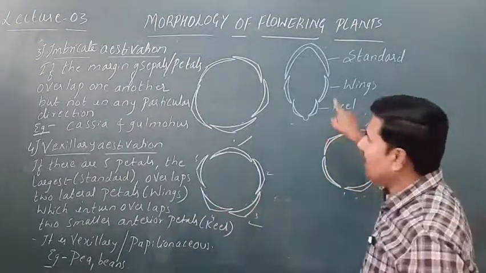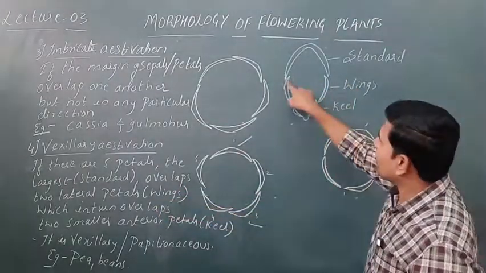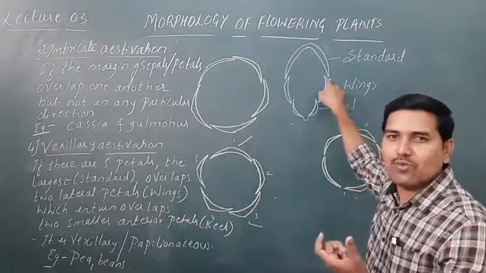Look at the definition. The largest standard overlaps two lateral petals. It overlaps both of these. At the edges it has overlap.